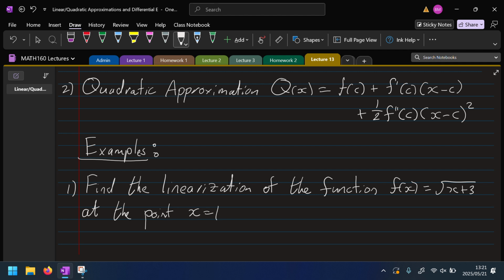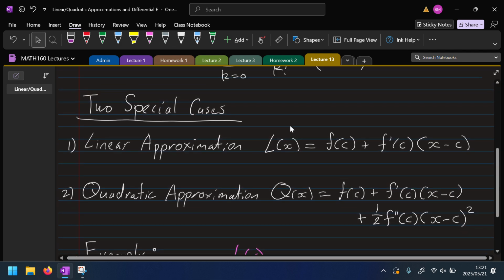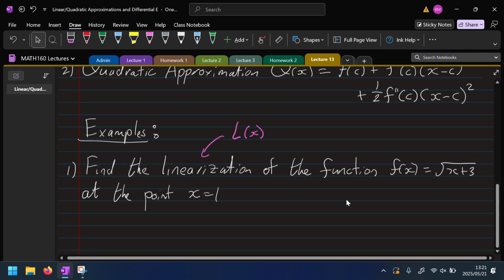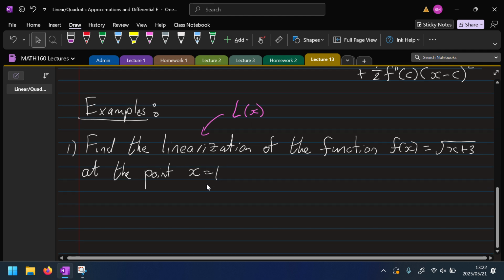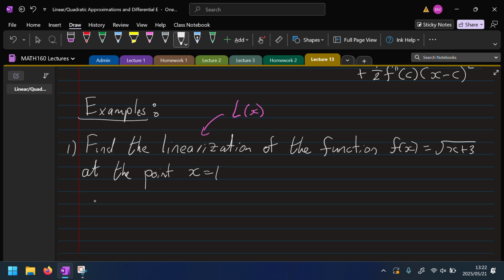Okay. Now, linearization, that's just another way of saying the linear approximation. So it's got the word linear in it, so we're going to do the linear approximation for this. To find L of x, we need the function value at c, and we need the first derivative at c. In this case, c is 1, because we're doing it at the point x equals 1. So firstly, what is f of 1? That's going to be the root of 4, and that will just be 2. Okay, so that's the first bit done.